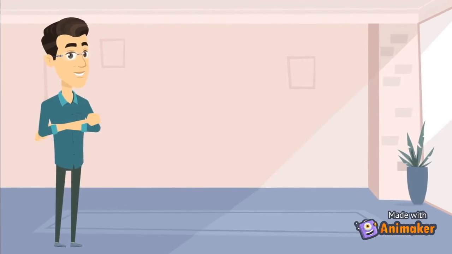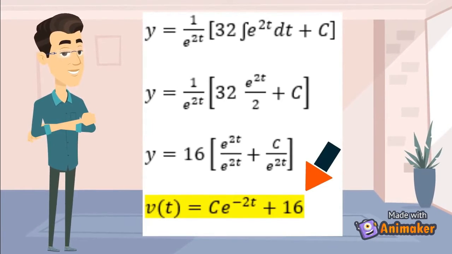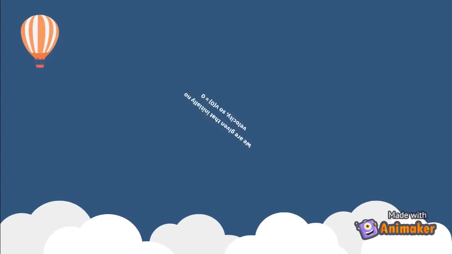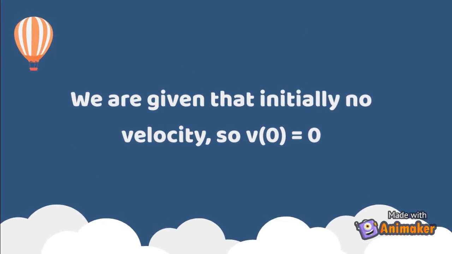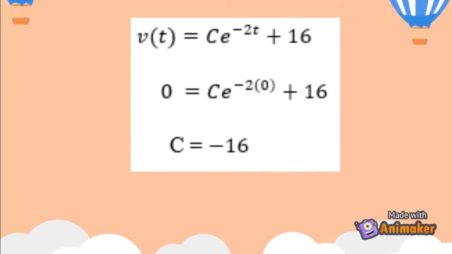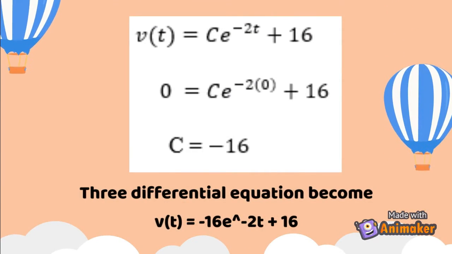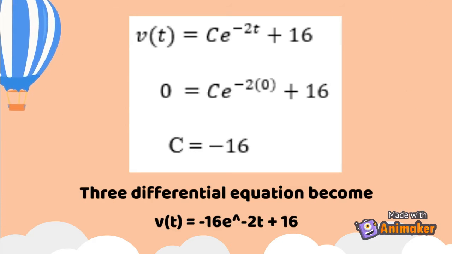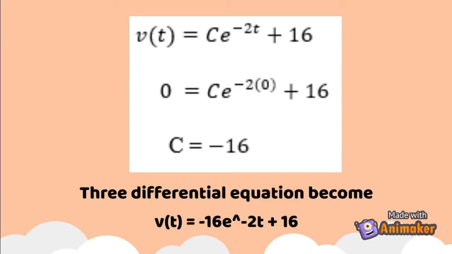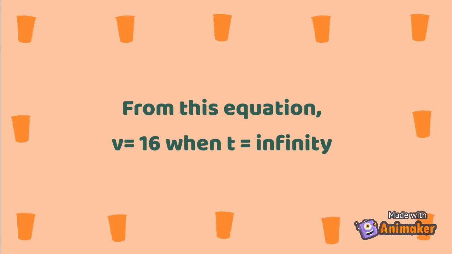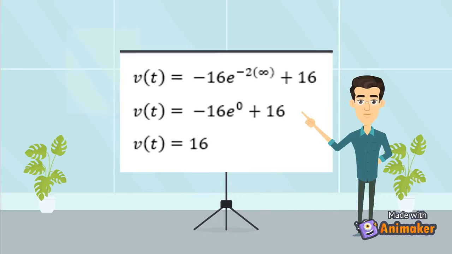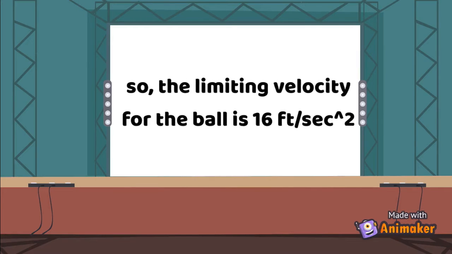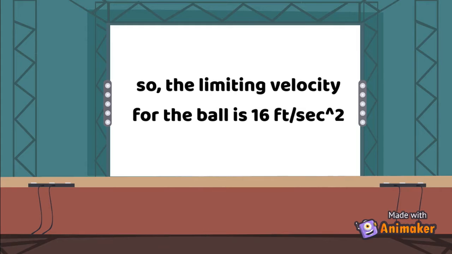The solution can be compactly written as follows. From the calculation we get c equal to -16. So the differential equation becomes v(t) equals -16 e to the power of -2t plus 16. So the limiting velocity for the ball is 16 feet per second.